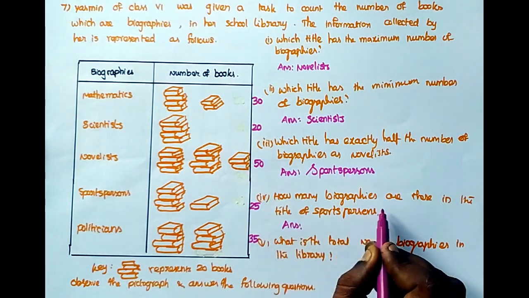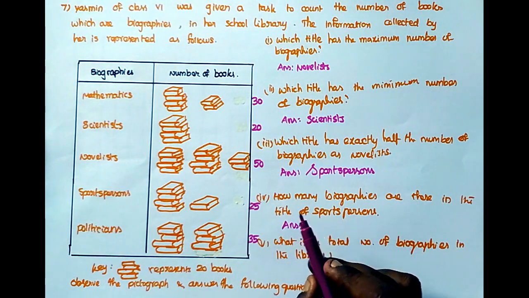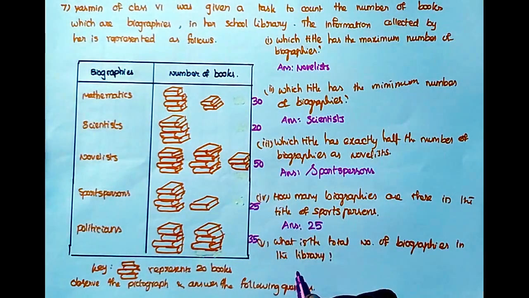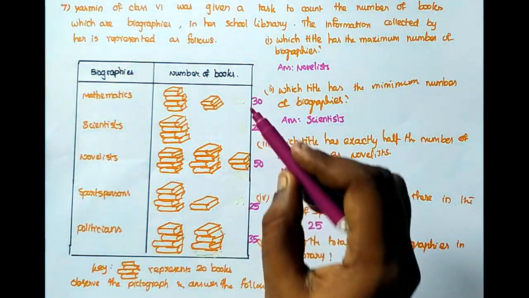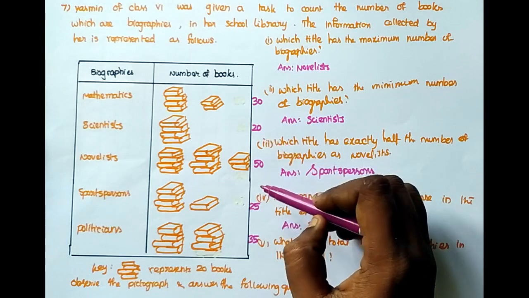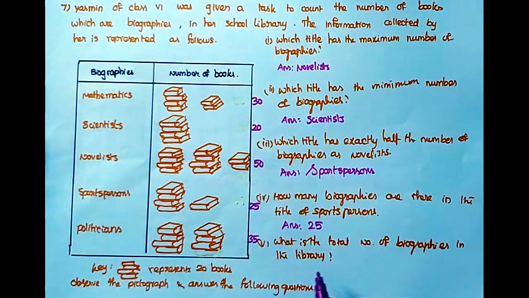Next one, how many biographies are there in the title of sports person? 25. Next, what is the total number of biographies in the library? That is 30, 50, 100, 150, 160 is there. So answer, 160 biographies.